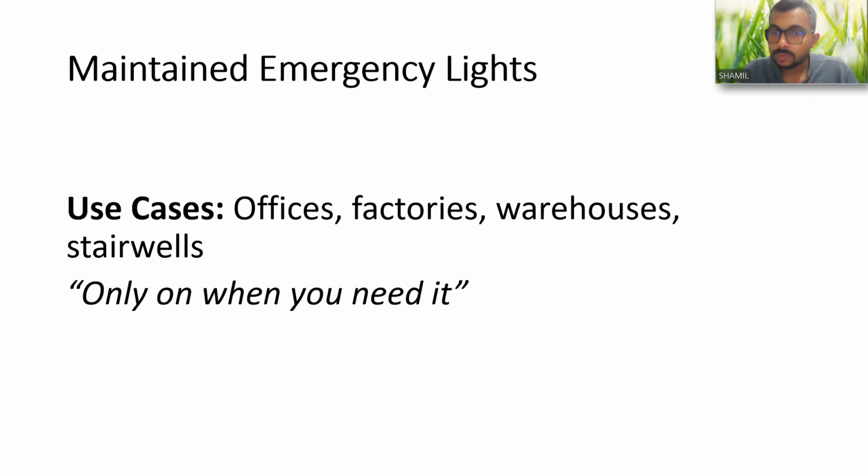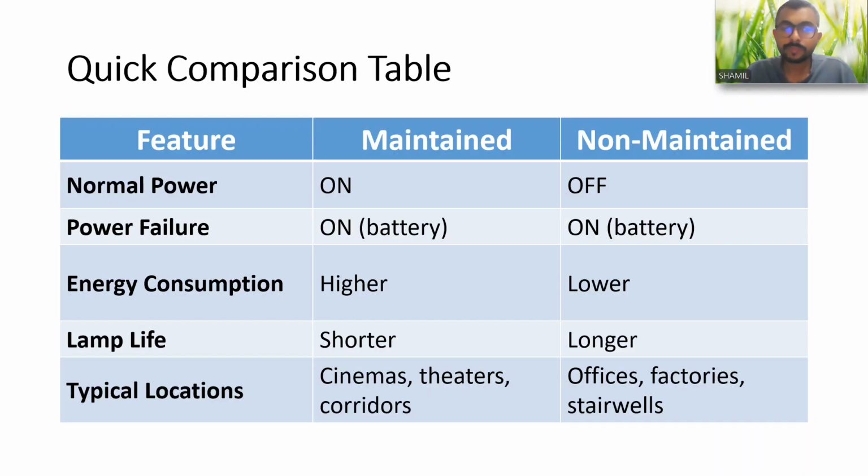Okay, so it is used only when you need it, only when the situation of power failure arises, then only the non-maintained emergency light will operate. So to compare quickly, when it comes to normal power, the maintained light will be switched on, the non-maintained light will be off. It will not be operating. During the time of power failure, maintained light and the non-maintained light will be turned on, and both will be running on battery.